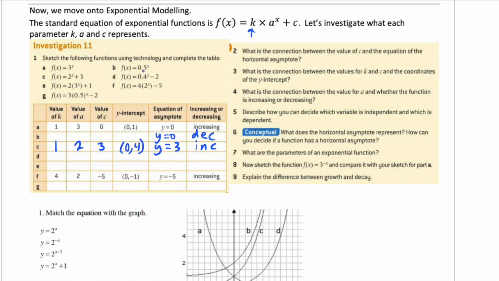And these values are 1, 0.5, and the c value is 0. The y-intercept is (0, 1) again.